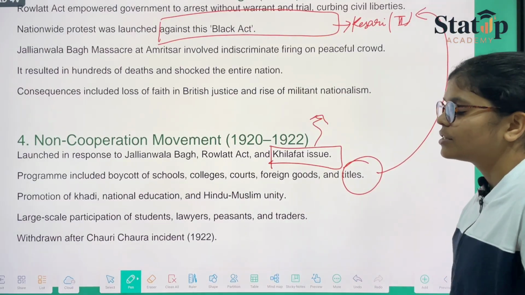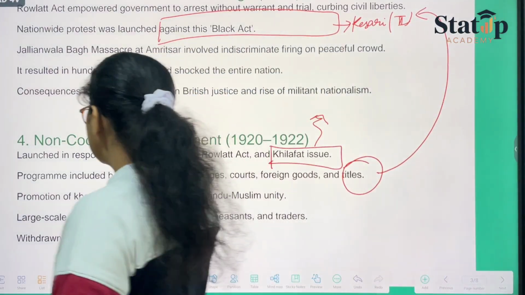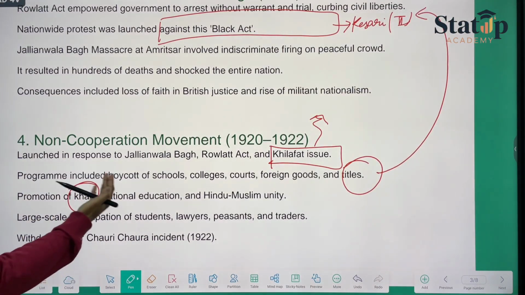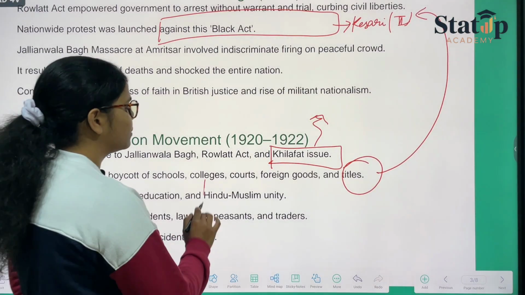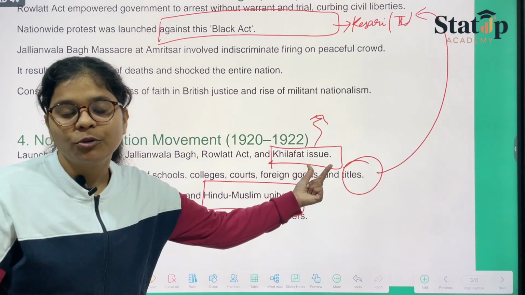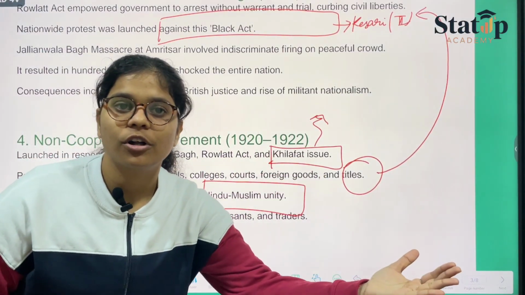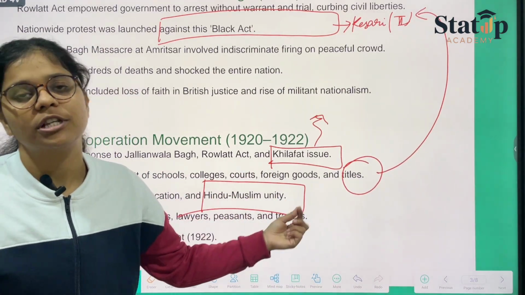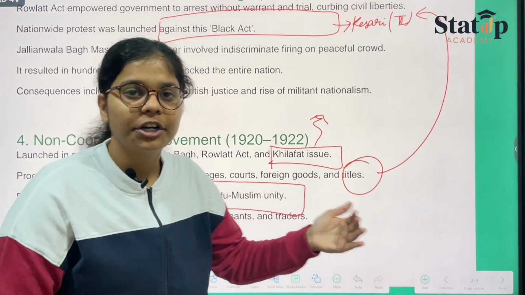Promotion of Khadi was there. That is why the Charkha system and the Mahatma Gandhi Khadi system came into use. National education was there, and Hindu-Muslim unity could be majorly seen over here, because the Khilafat movement was there and Mahatma Gandhi was also working on the non-cooperation movement. Therefore, you could see Hindu-Muslim unity being the top priority.